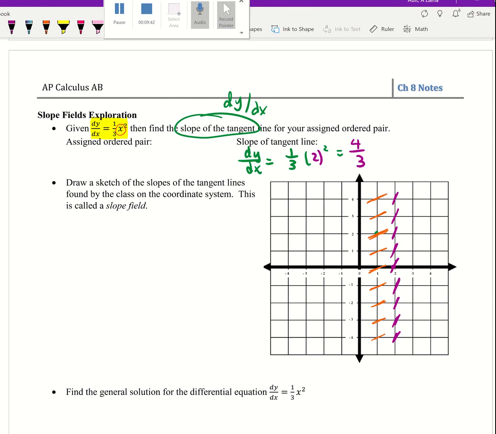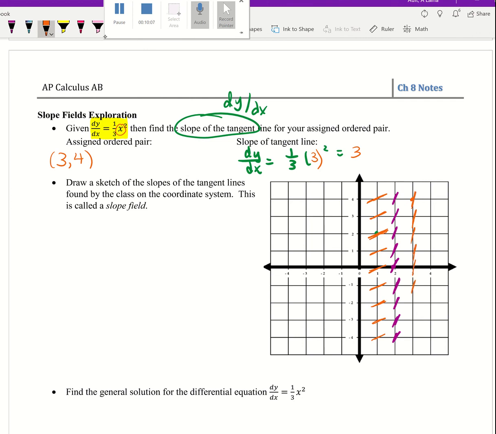If I pick a different input, maybe (3, 4), because I would need to plug in a 3 for x in my formula for slope, I'd get 3 squared, which is 9, divided by 3, which is 3. So the point (3, 4) is right here. I would do a slope that's like up 3 and over 1. That's pretty steep. That's steeper than my other ones.